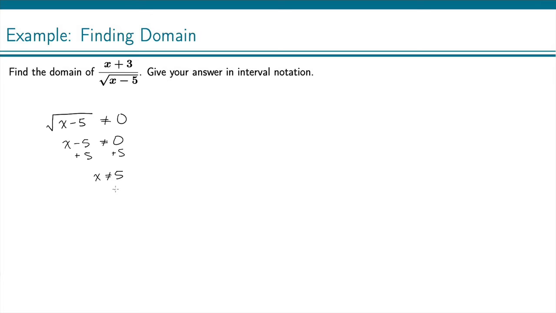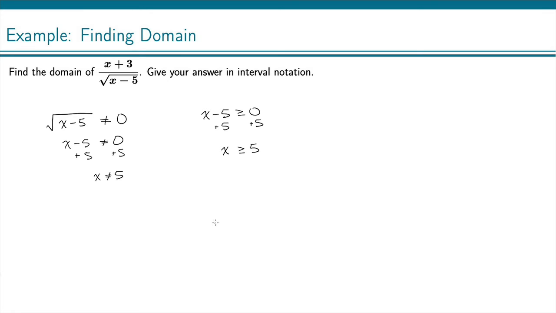The next rule I'm going to use is that since I'm taking the square root of x minus 5, that means that x minus 5 has to be greater than or equal to 0. Okay, because I can't do a square root of a negative number. So x minus 5 has to be greater than or equal to 0. Again, add 5 to both sides. And I get that x must be greater than or equal to 5.